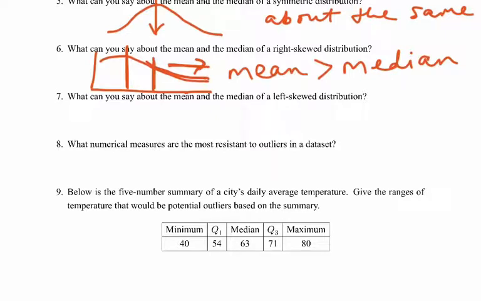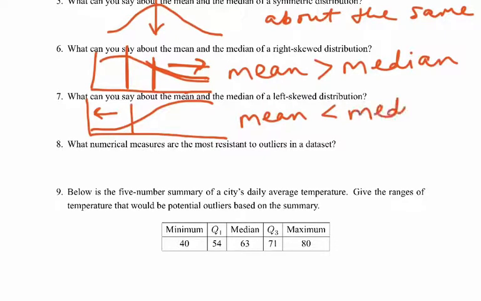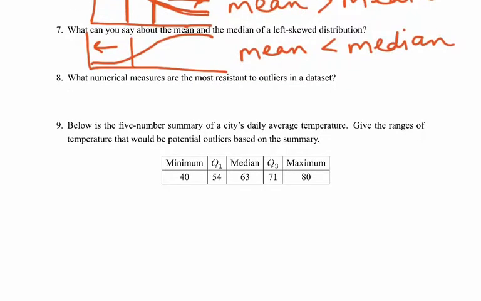For the left-skewed distribution, the opposite is going to be true. Again, if you need to, draw a quick sketch. What happens with a left-skewed distribution? These lower-end values are going to pull the mean down. So with a left-skewed distribution, the mean is going to be less than the median. What measures are most resistant to outliers in a data set? Remember, that's going to be your median and your IQR, which is why we prefer those if the distribution is not symmetric.